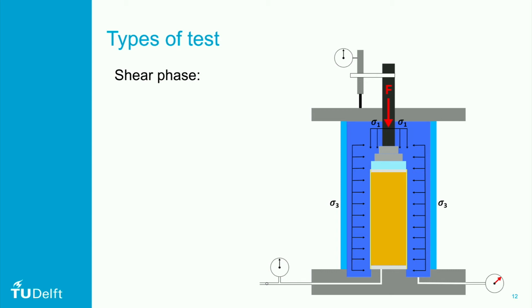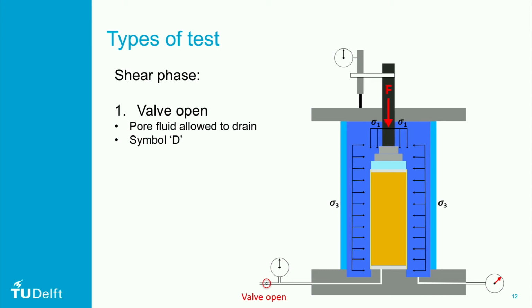During the shear phase, the deviator stress is applied to the soil specimen. Again, during this phase, we can have the control valve either open or closed. If the valve is open, the pore fluid is allowed to drain. We call this test drained and use the letter D. In this case, excess pore pressure will dissipate. The test needs to be done slowly enough to ensure drainage is able to occur.